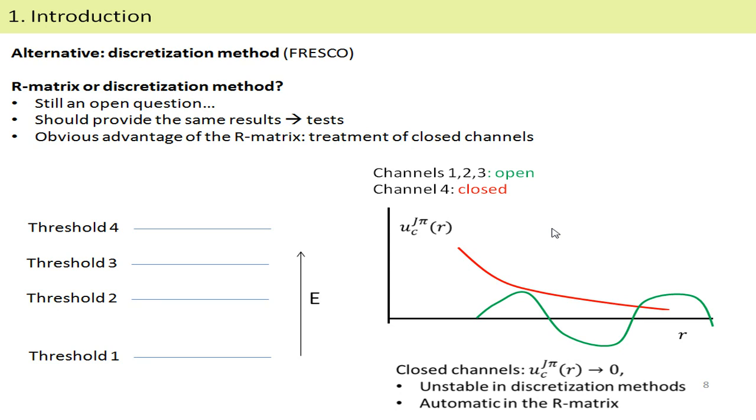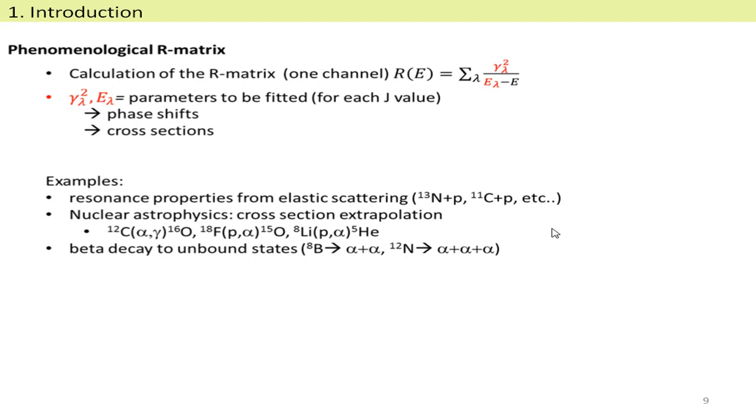exponentially. And this is a numerical problem, because the solutions of the Schrödinger equation are a combination of a decreasing exponential and of an increasing exponential. And so you always have, from a numerical point of view, a very small amount of this increasing exponential, and this is a big problem in numerical procedures with the discretization method. In the R matrix, you don't have this kind of problem. Closed channels are easily treated.